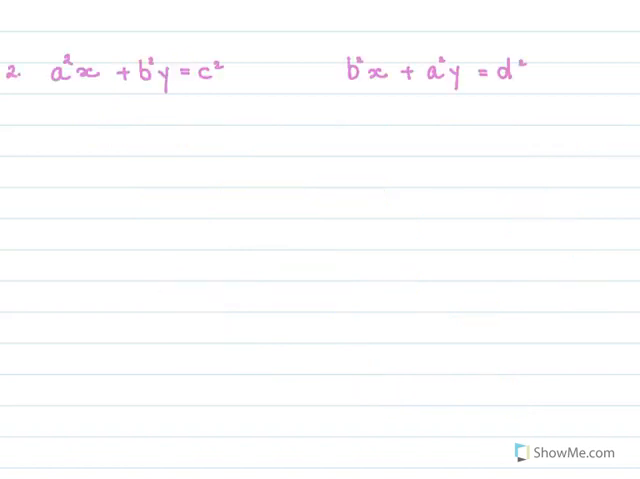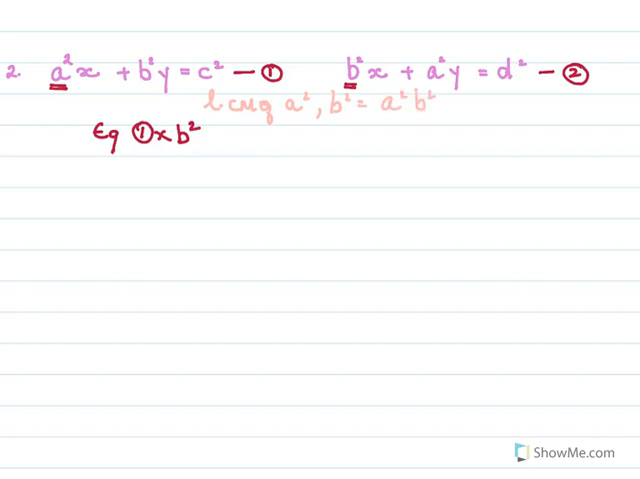For the next set, a square x plus b square y equal to c square. This is equation 1. b square x plus a square y equal to d square, equation 2. Let's look at the coefficient. Coefficient of x is a square, coefficient of x here is b square. So you'll definitely agree my equation 1 I will have to multiply by b square, because in this case the LCM, we'll just write down here, LCM of a square and b square equal to a square b square.